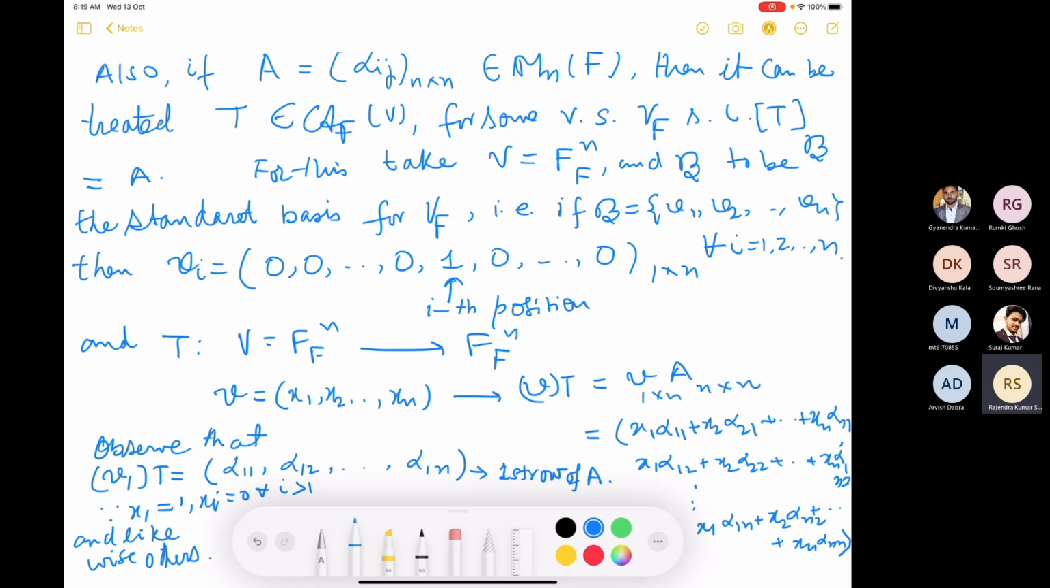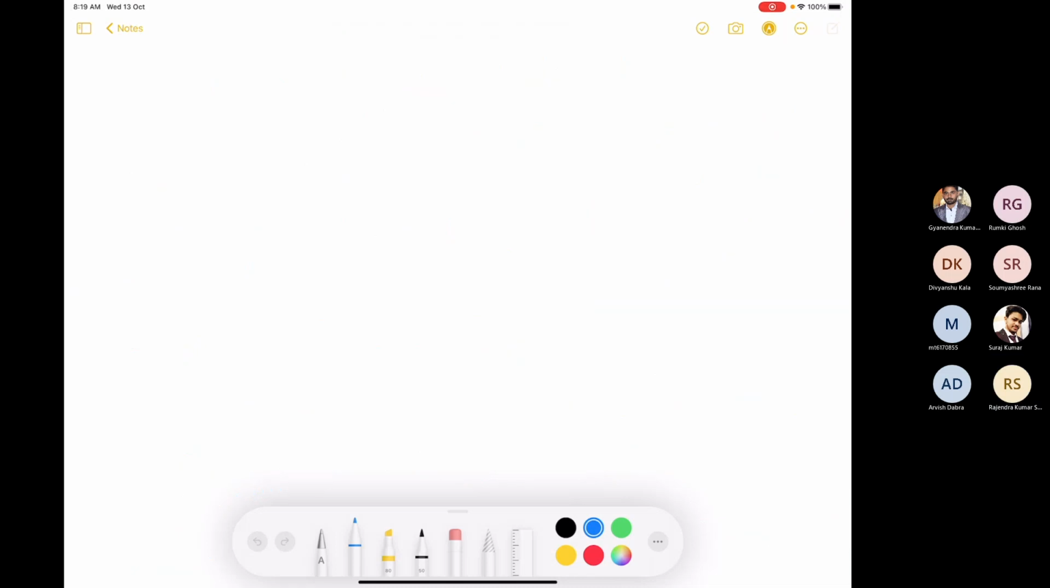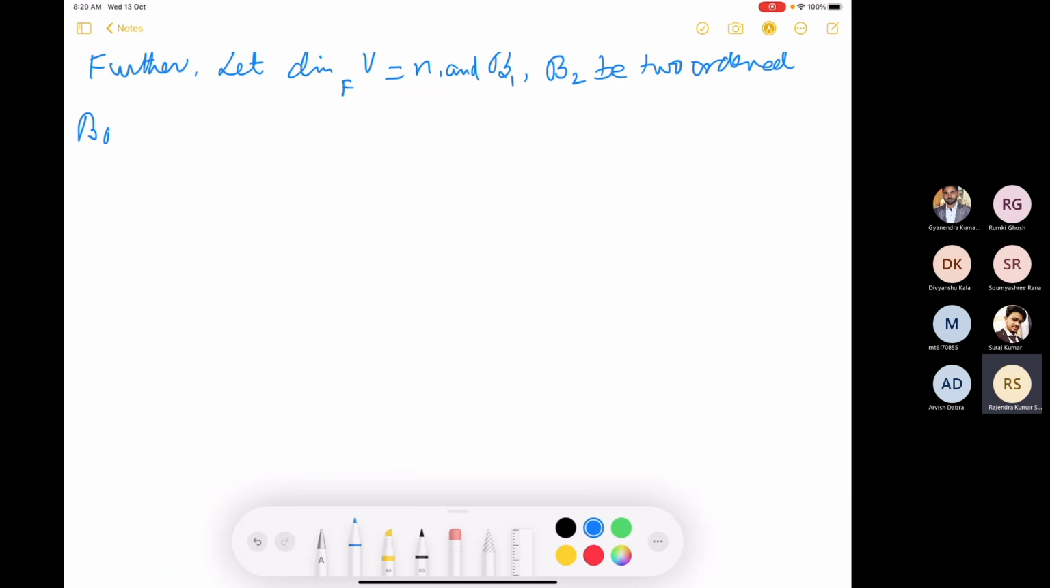Now let us see, we already had seen what happens to the change of basis. Further, we also had seen that if we change the ordered basis B1 to B2 for the vector space V over F, then what happens? So let the dimension of V over F be n, and B1, B2 be ordered bases for V over F.